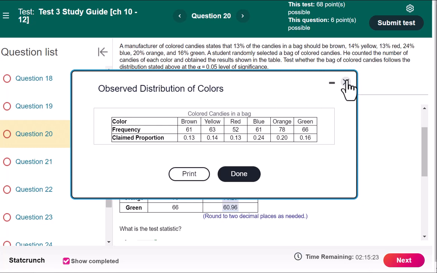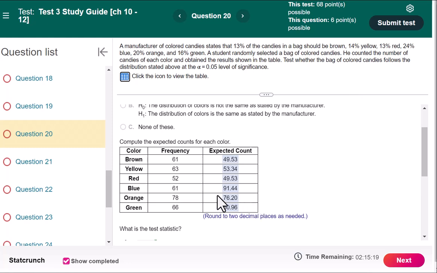Okay. That you don't need. You already have the percentages. Okay. And like for green, what's a green? 16%. So you do 0.16 times 381. That should give you 60.96.